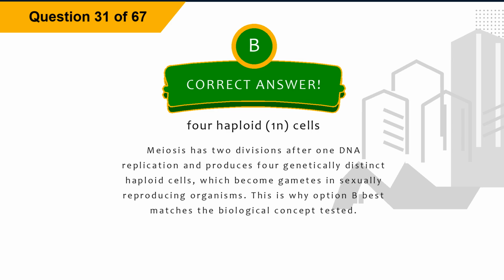4 haploid, 1N, cells. Explanation. Meiosis has 2 divisions after 1 DNA replication and produces 4 genetically distinct haploid cells, which become gametes in sexually reproducing organisms. This is why option B best matches the biological concept tested.